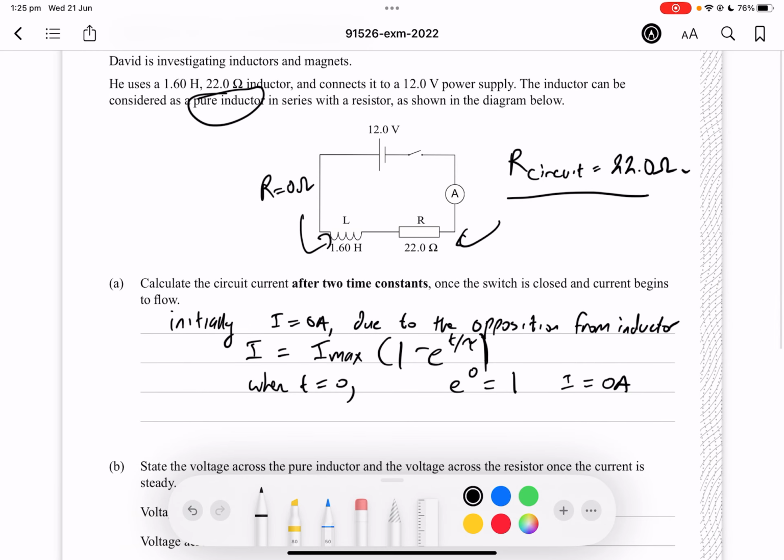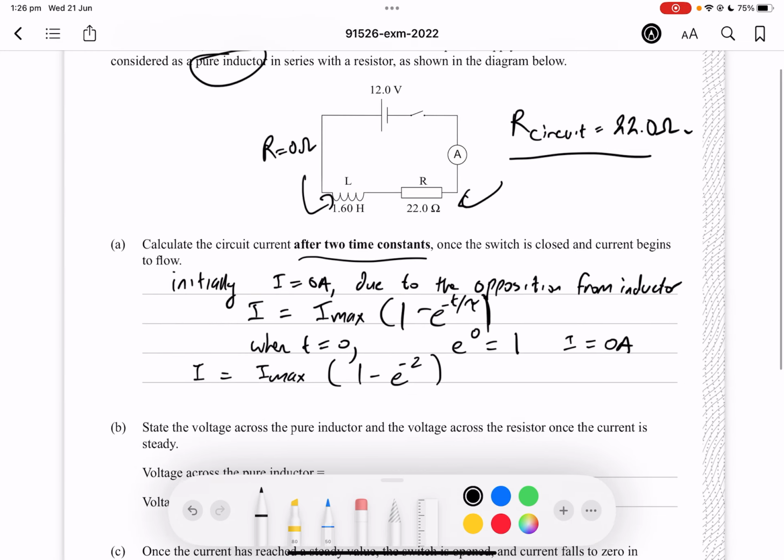So in this case, we're going to be using I max multiplied by 1 minus e to the power of -t over the time constant. And we're trying to calculate after two time constants. So it's I equals I maximum multiplied by 1 minus e to the power of -2, not 2.